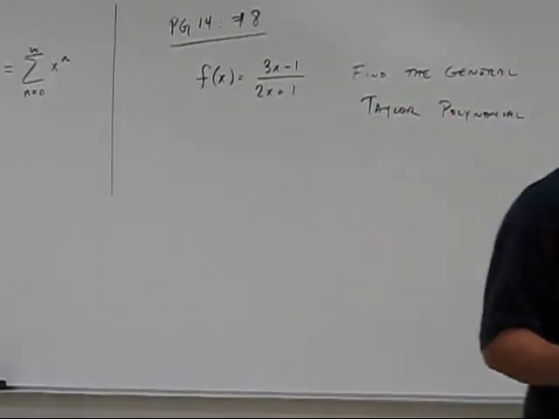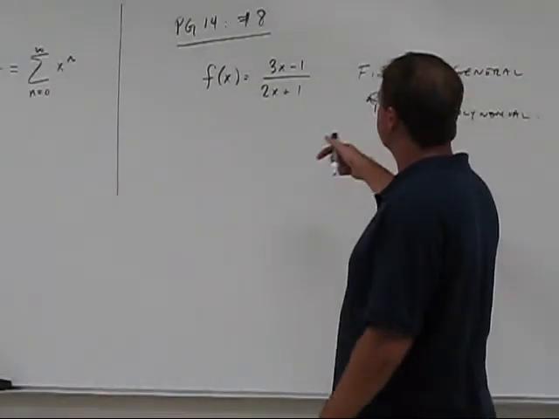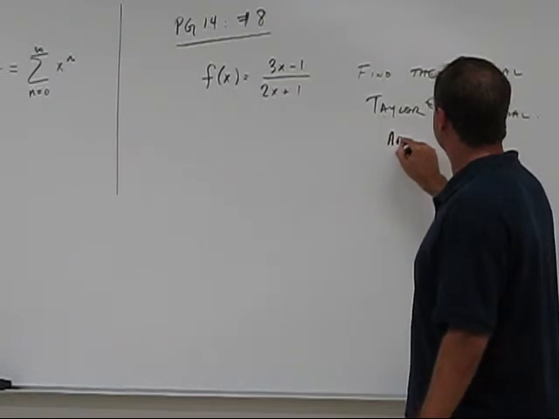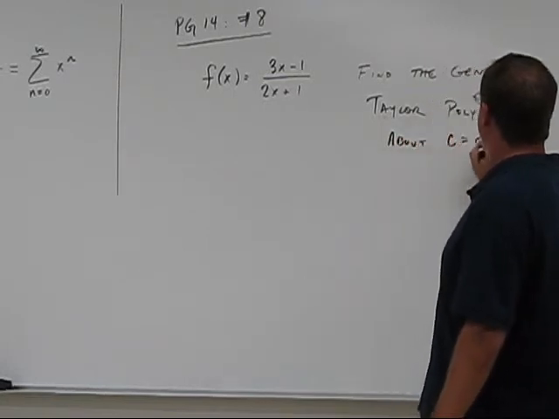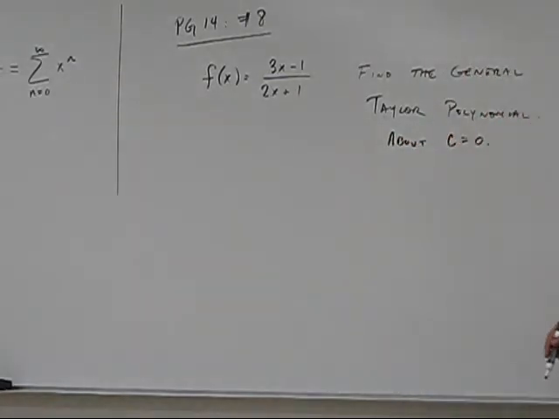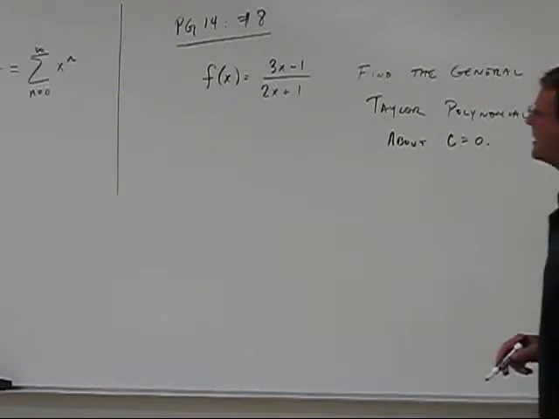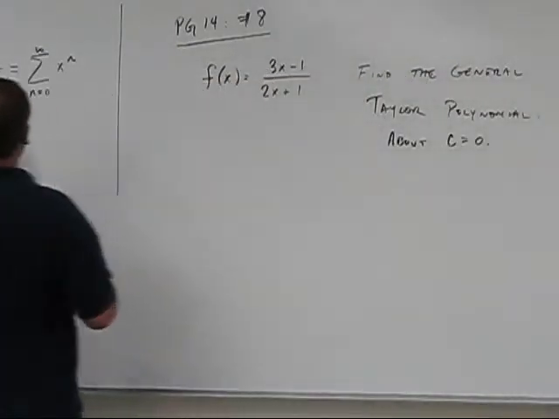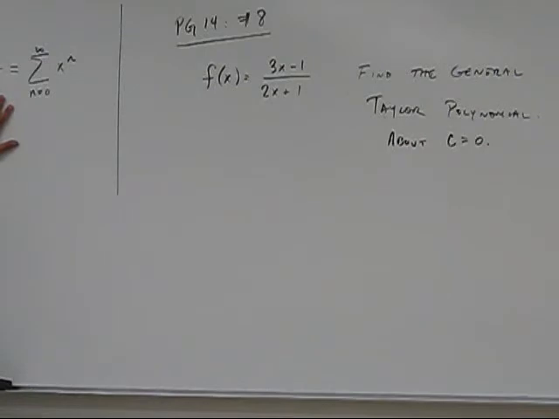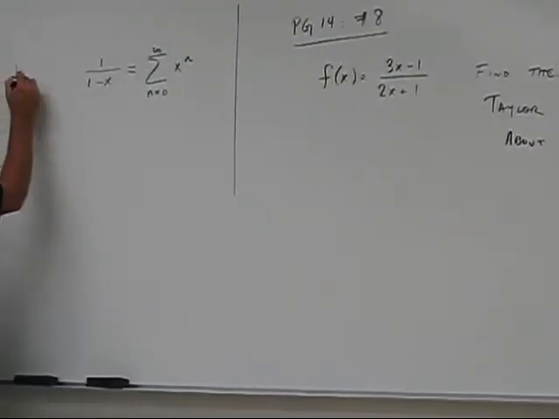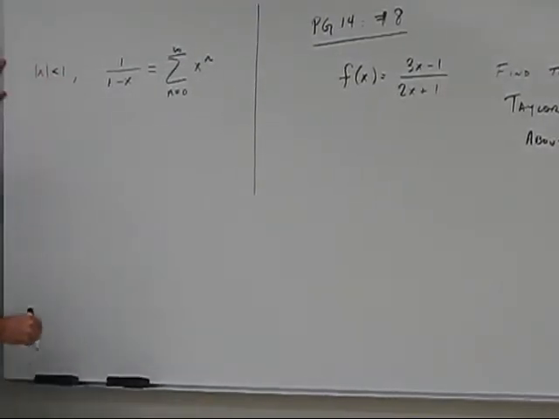Okay, that's our goal. What I'd like to offer is an alternative solution. You can always go and find your derivatives, plugging in c equals 0 as your point. But what I'd like to do is try to see if we can use the one we know. This is the geometric series, and this is true for absolute value of x is less than 1.